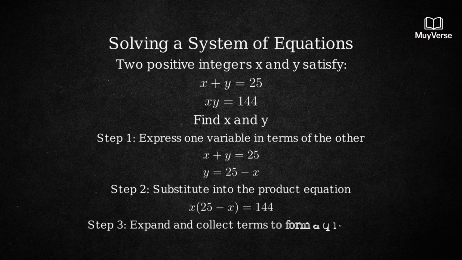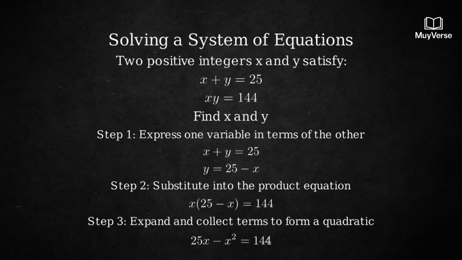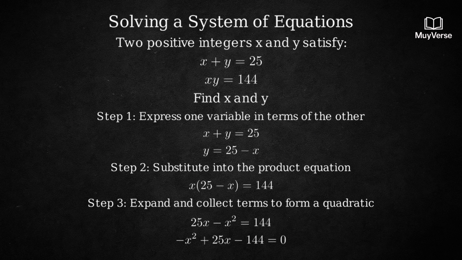Step 3. Let's expand and collect terms to form a quadratic polynomial. Expanding gives us 25x minus x squared equals 144. Rearranging all terms to one side, we get negative x squared plus 25x minus 144 equals 0.